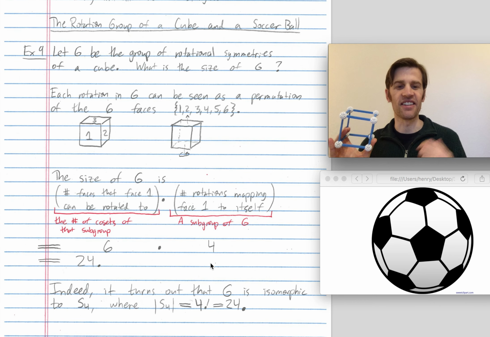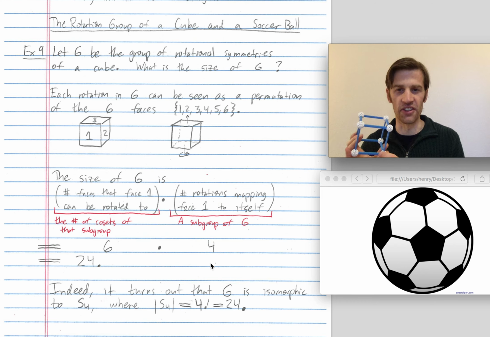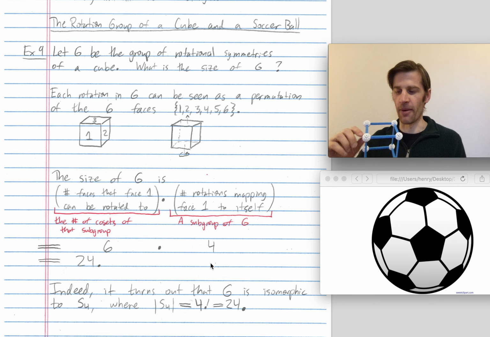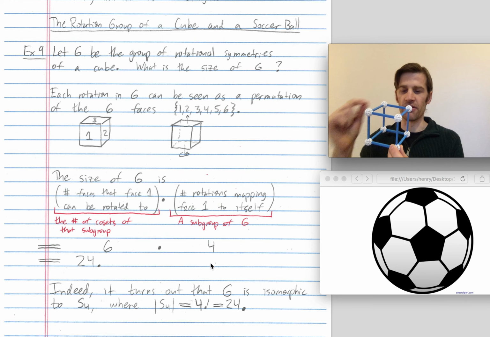This is correct. It turns out that the group of rotations is isomorphic to S4, the permutations of four elements, and the size of S4 is 4 factorial, or 24. If you want to know exactly why the group is S4, that's a little harder to see. Just a side comment is there's actually 4 diagonals in the cube. So diagonals going from one vertex to an opposite vertex.